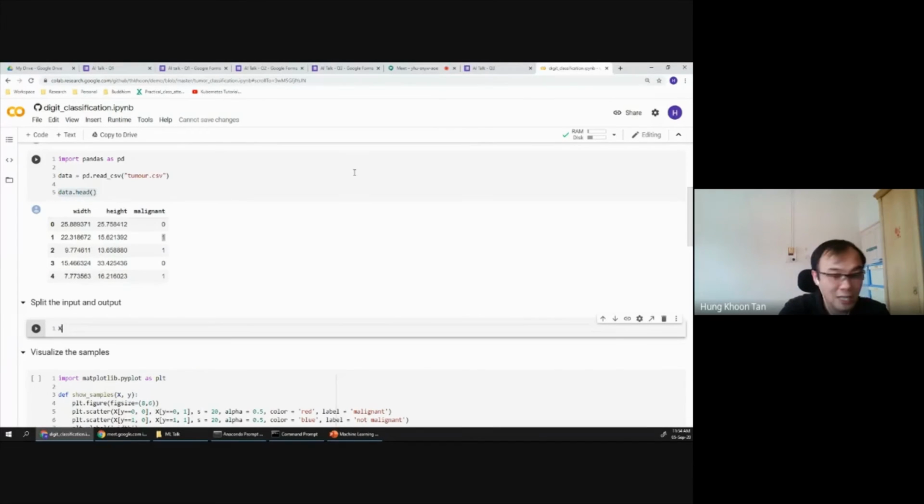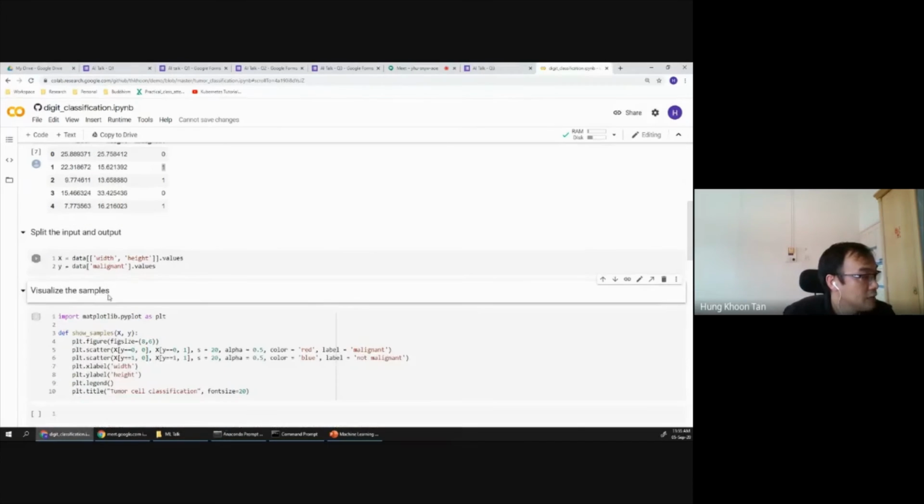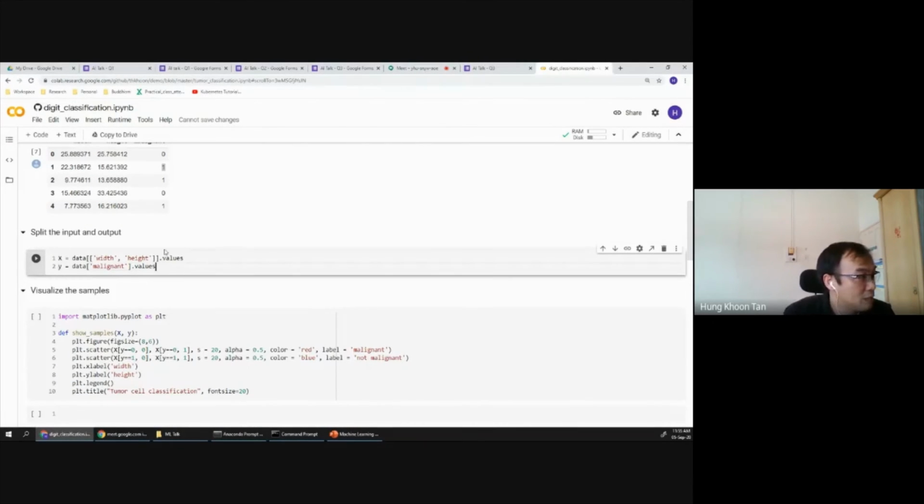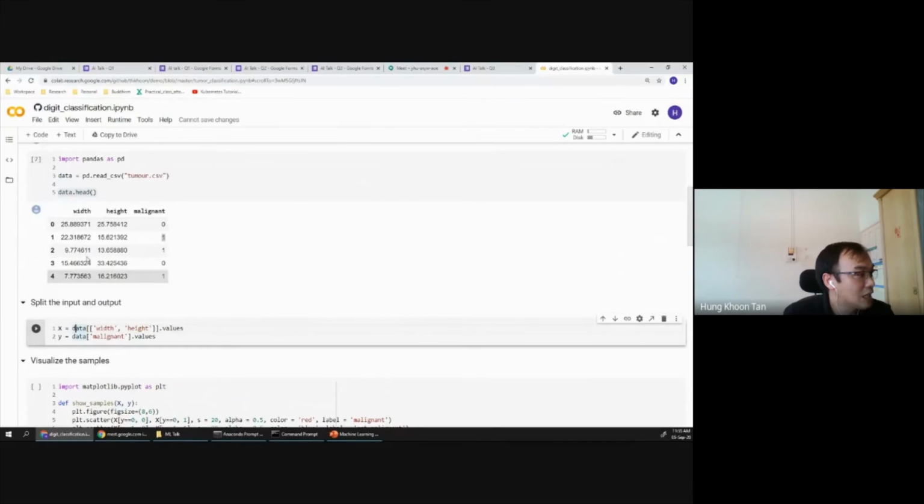So let's split the input and output. I get from data these 2 columns, which correspond to the width as well as the height. After I get this, I will use dot values to convert into another form, and I will use y to capture my data for the predicted values. So this will get me my input and output, x and y. These two lines of code are basically capturing the first two columns and putting them into x, and getting the malignant column and putting it into y.